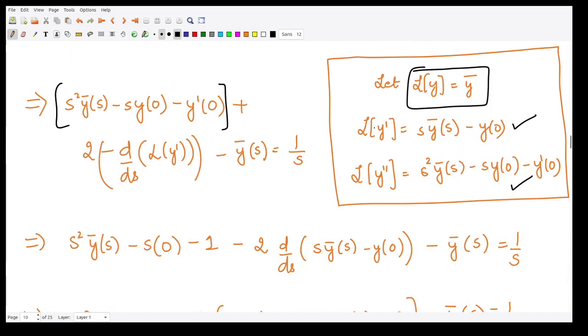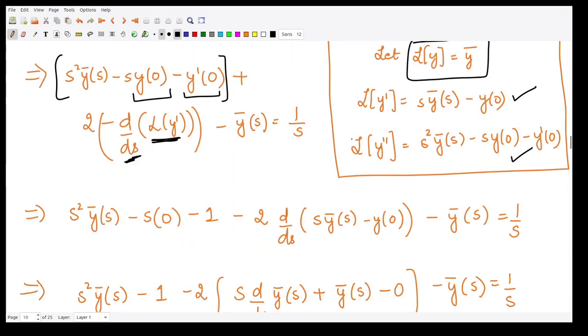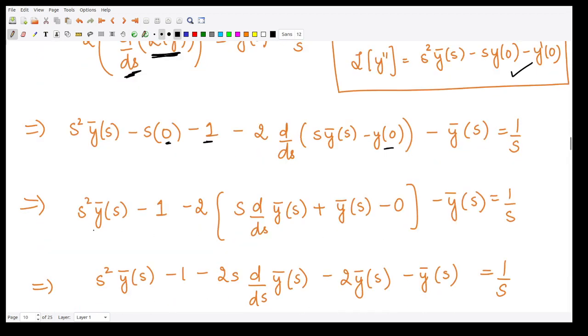Okay, so here you will obtain the Laplace transform of y dash and you have to perform its derivative with respect to s. You can substitute the constants here. These are given to you in the equation. y of 0 is given to be 0 and y dash of 0 is given to be 1. So when you substitute these quantities here and here, and here also, you obtain this term.